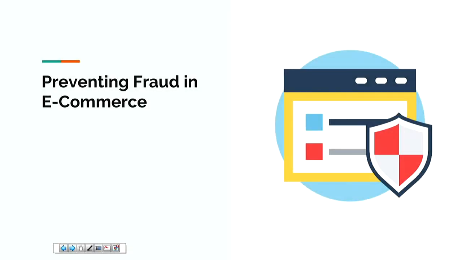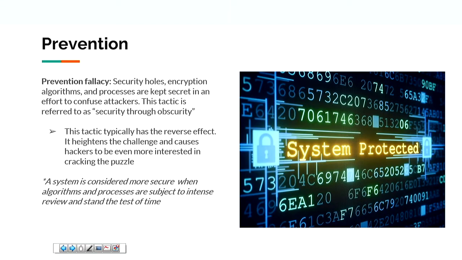Some ways to prevent fraud in e-commerce. Prevention fallacy is where security holes, encryption algorithms, and processes are kept secret in an attempt to confuse attackers. This tactic is referred to as security through obscurity. This tactic has had the reverse effect. It heightens the challenge for hackers and causes them to be even more interested in cracking the puzzle.